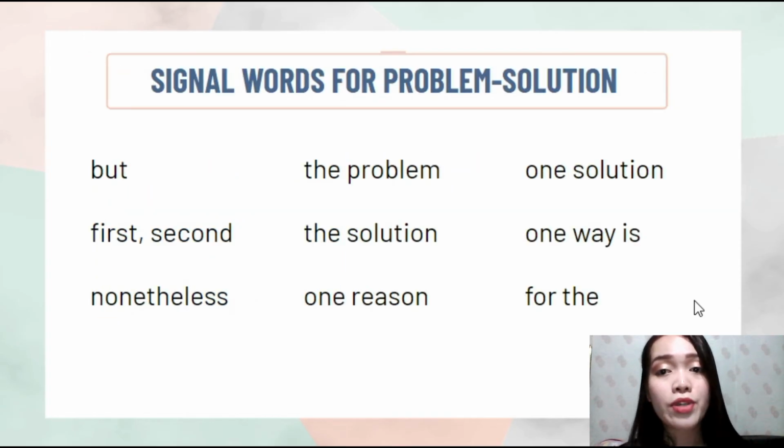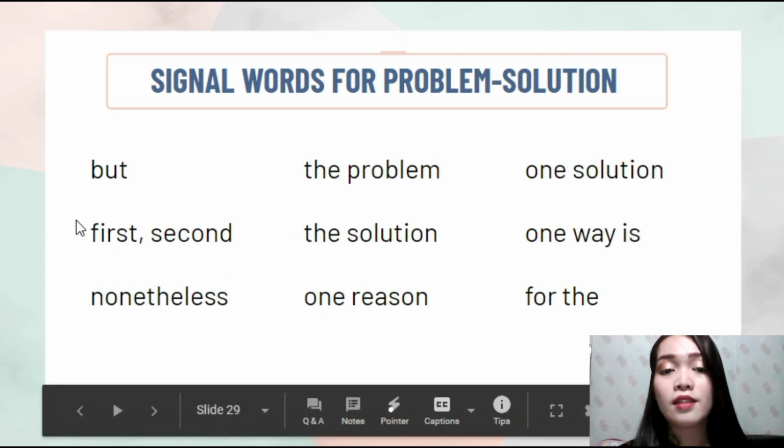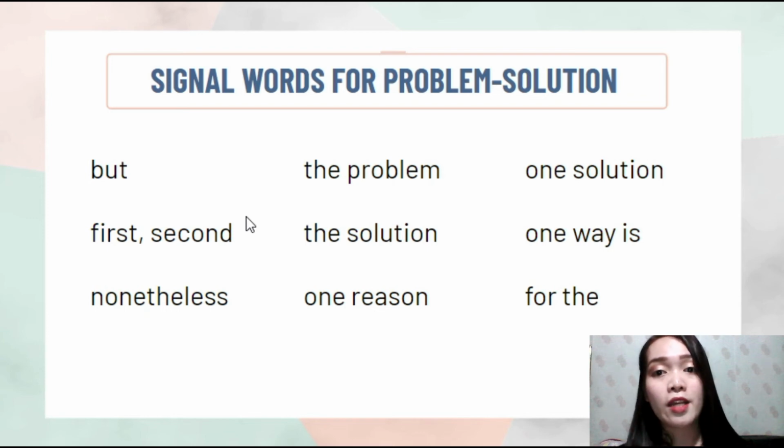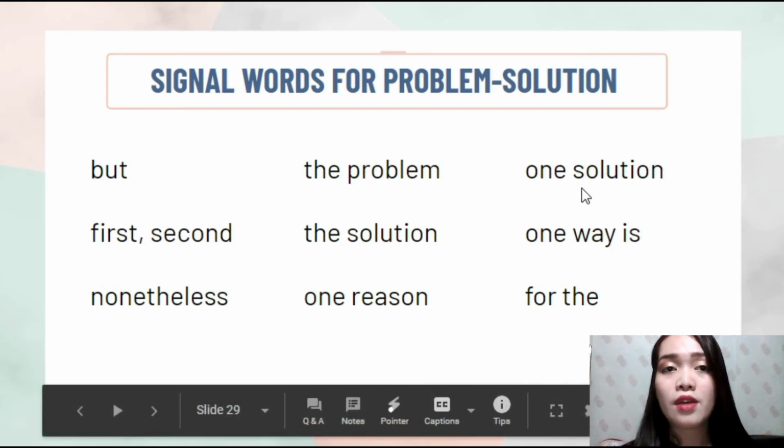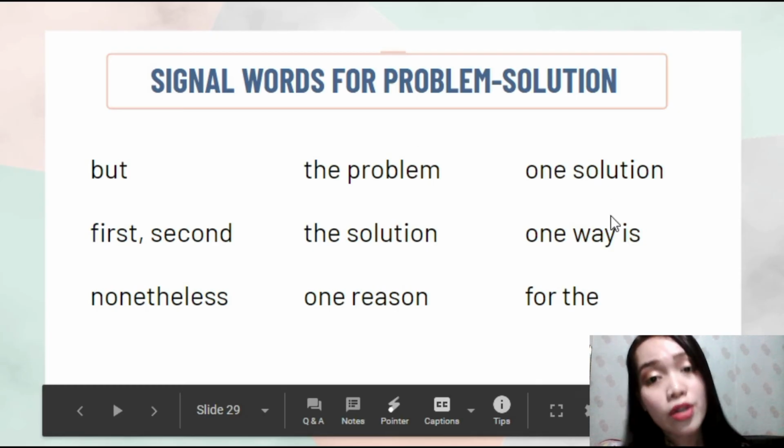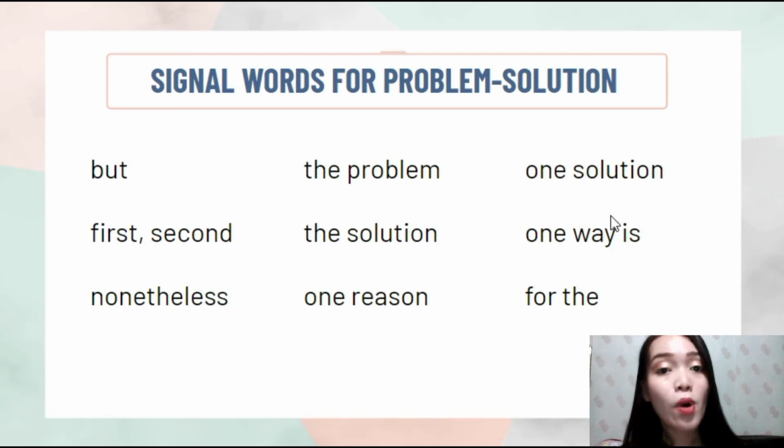Now, these are the signal words for problem solution. We can use the words but, first, second. These first, second, third are applicable if you are presenting one or more problems or one or more solutions. We can also use different terms such as nonetheless, the problem, the solution. Again, just because I have included them here doesn't mean that they are the only signal words for problem solution. You may search for more signal words for that type of text.